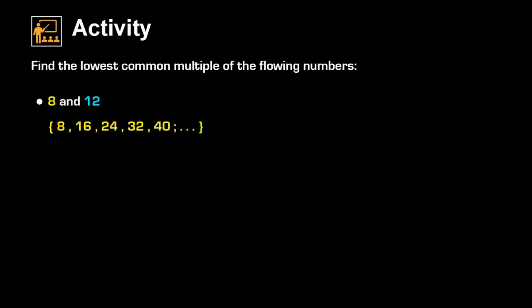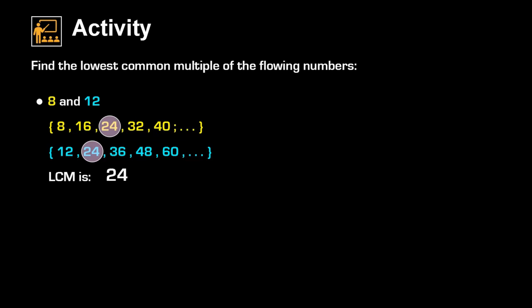They are the multiples of 8, which is 8, 16, 24, 32, 40, which is also the first 5 multiples of 8. The multiples of 12, first 5, it's 12, 24, 36, 48, and 60. So if we find the lowest common multiple, we look at 24 as the lowest multiple that you will find in the multiples of 8 and in the multiples of 12. So 24 is our lowest common multiple.